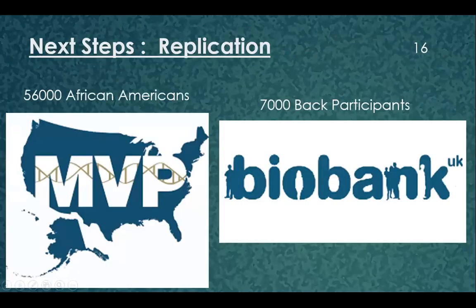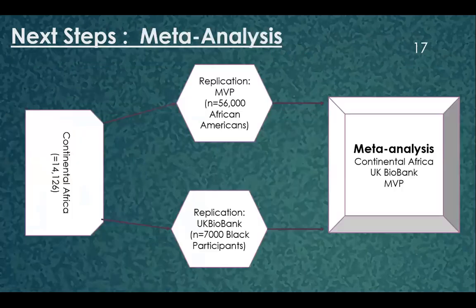My next step is now to replicate those associations in two populations. This includes more than 56,000 African American Million Veterans, as well as 7,000 Black participants. This analysis will be completed in the next 2 weeks. Finally, after replication, we aim to meta-analyze the summary statistics from all the cohorts. When completed, this would be the largest GWAS of blood pressure and the first multivariate GWAS of blood pressure in African ancestry individuals.